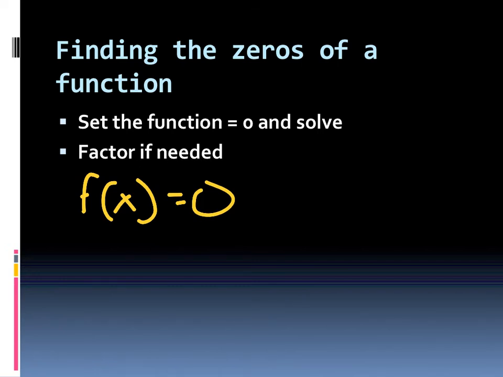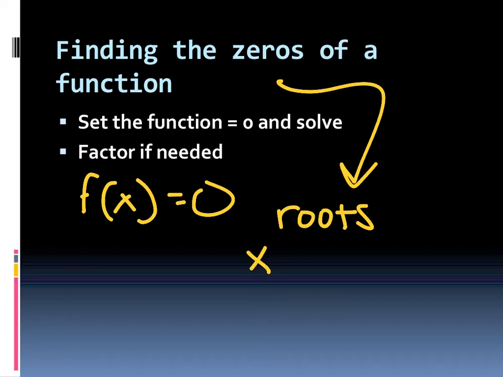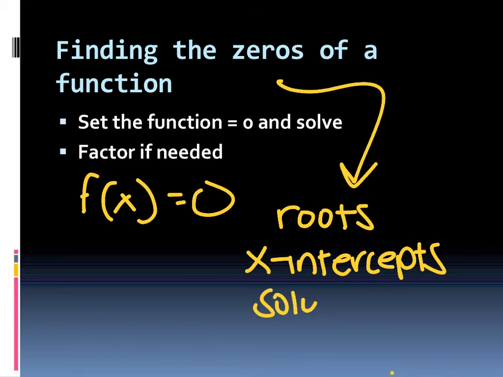The wording here is going to change, so you want to become aware that the word zeros is the same thing as finding the roots. It's the same thing as finding the x-intercepts. It's the same thing as finding the solutions. All of those mean the same thing. So roots, zeros, x-intercepts, solutions, or where f of x equals 0, all mean the same thing. For every single one of those, you'll set your equation equal to 0 and solve it. From a graph, you'd be looking for where it crosses the x-axis. Those are your zeros, your roots.